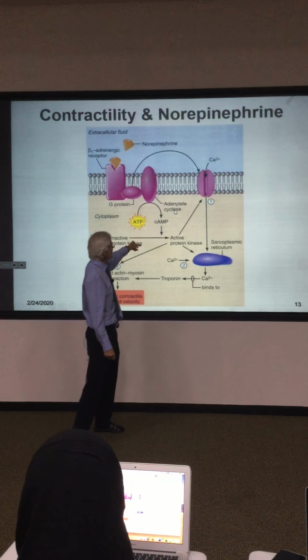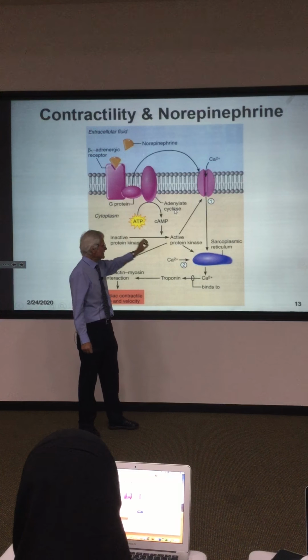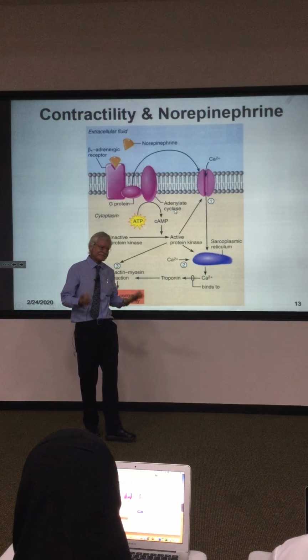There's no longer cyclic AMP, there's no longer active protein kinase, it becomes inactive. Calcium is no longer stored away, the channel's not bringing in as much calcium, and so on.